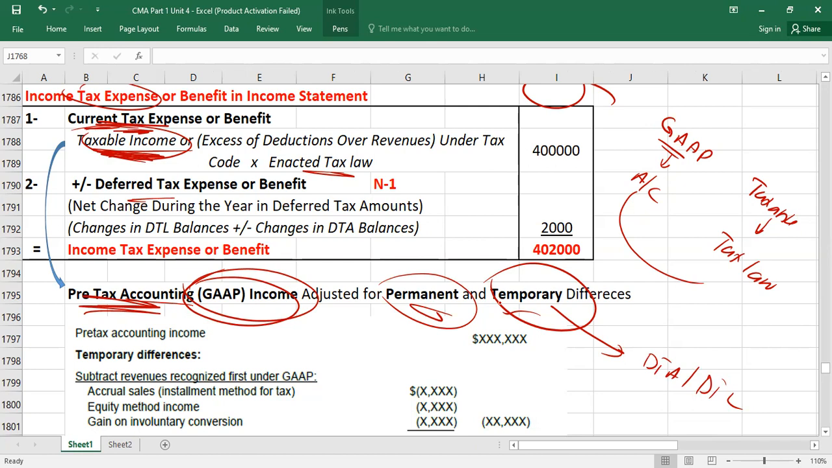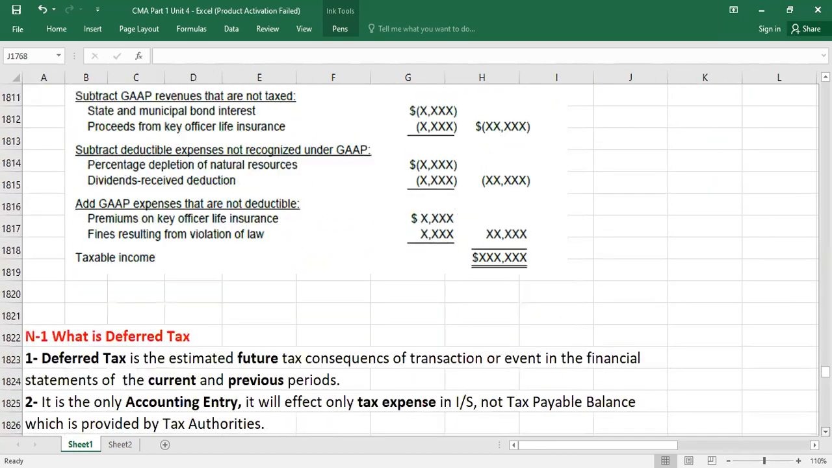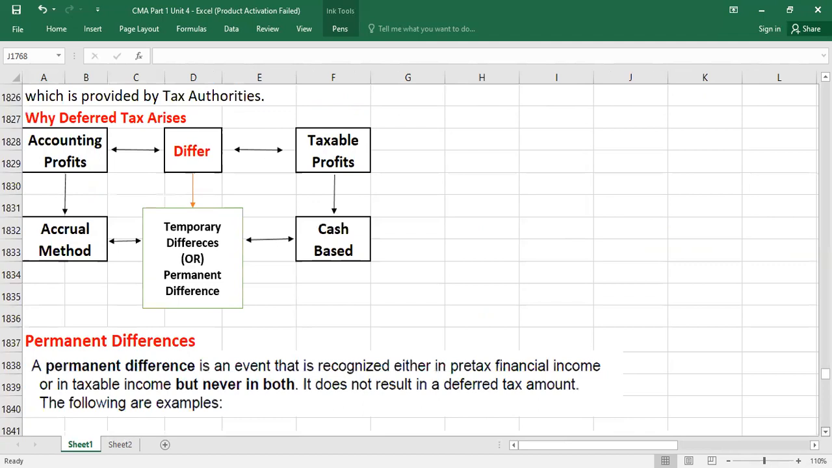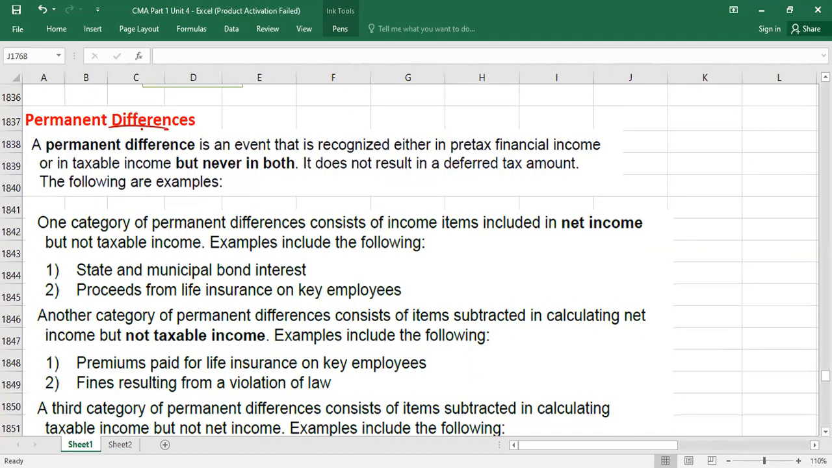I'll explain it. So now let me give you a few examples just for permanent differences here. I by the way gave examples; I'm just quoting them one more time. First of all, I told you these differences will be recorded only under one books, not under the second books. Right or wrong? If it is recorded under accounting, it will not be recorded under tax. If it is recorded under tax, it will never be recorded under accounting. Just giving you 3, 4 examples, try to understand.